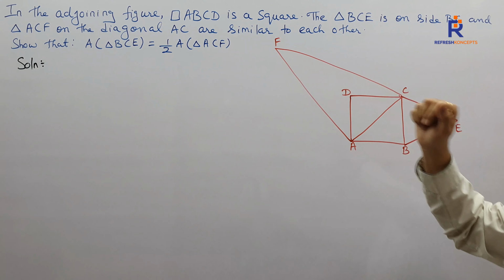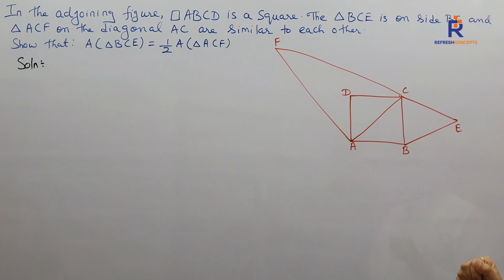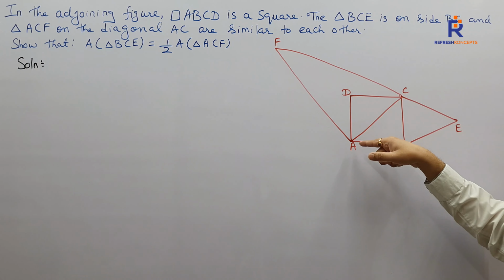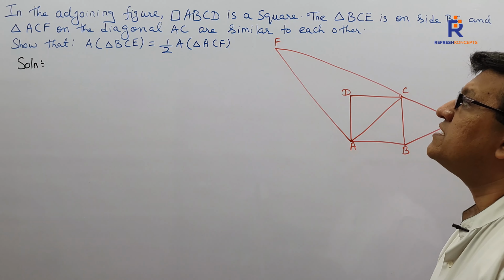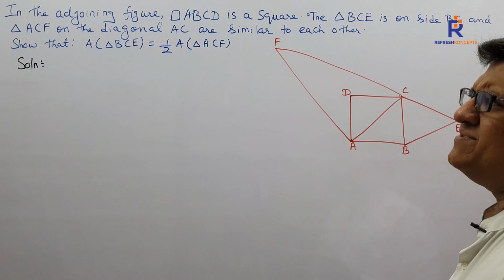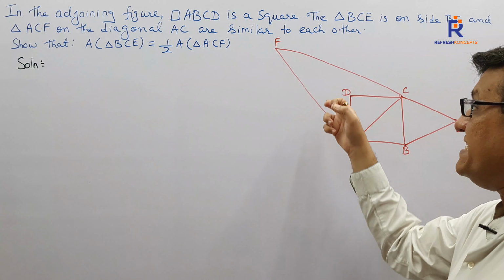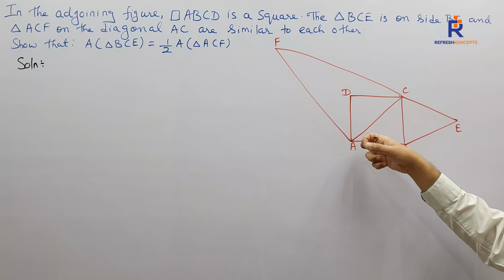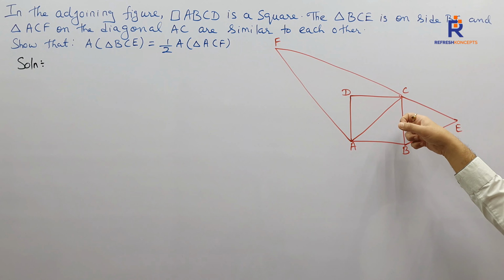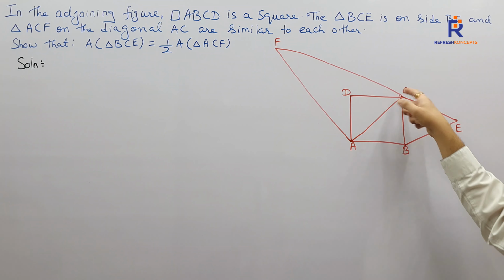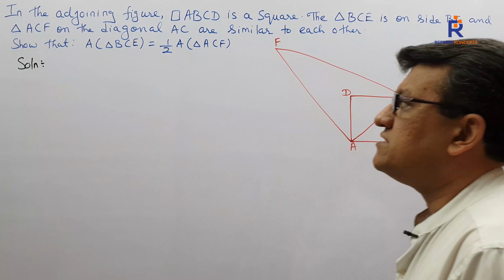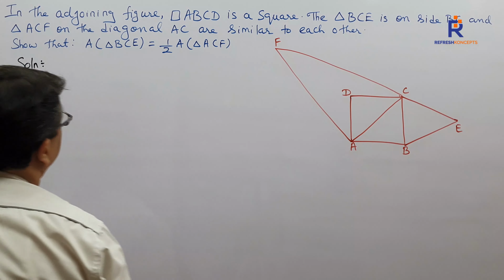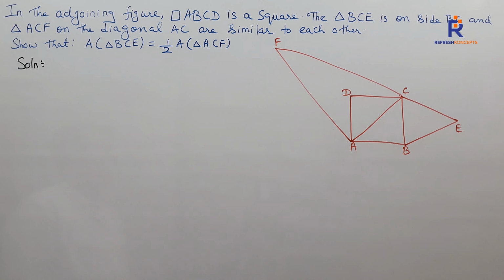And triangle ACF is on diagonal AC. Quadrilateral being a square, AC being a diagonal. At the same time, AC is a side of the triangle also. They are similar to each other. So who are similar to each other exactly? It is these two triangles, the triangle formed by the diagonal and the side of a square. That is, triangle BCE and triangle ACF are similar, given to us. Then show that area of triangle BCE is equal to half the area of triangle ACF.